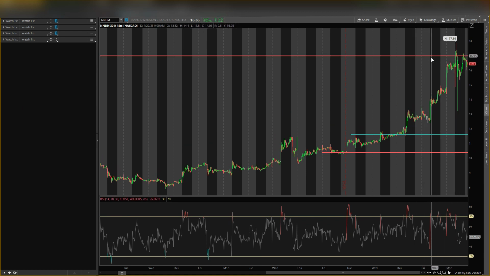But watch this resistance. This will tell us if it's bullish or bearish, okay? If it starts breaking through this, that's bullish. But if you start seeing it come down, then that means it is bearish on the short term, okay?